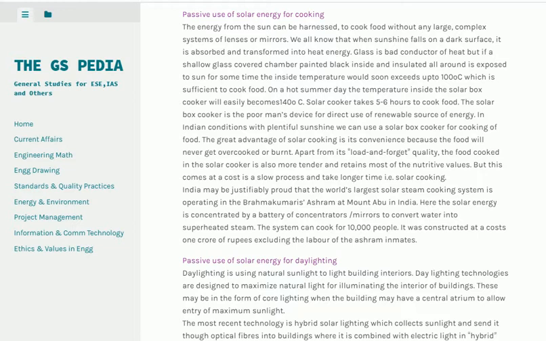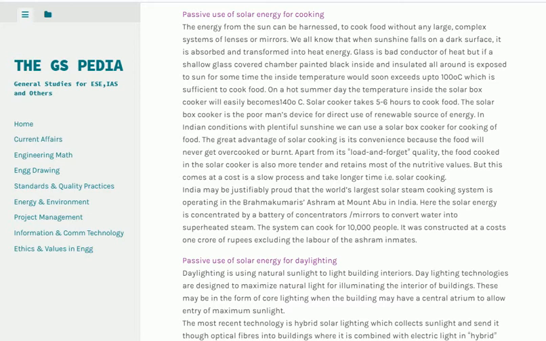Apart from its load-and-forget quality, the food cooked in the solar cooker is also more tender and retains most of the nutritive values. But this comes at a cost: solar cooking is a slow process and takes a longer time.